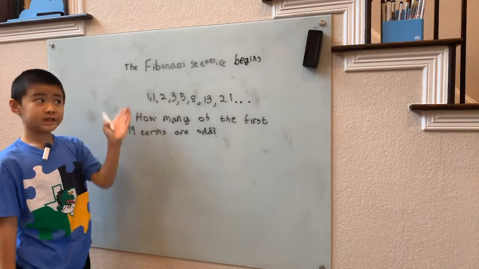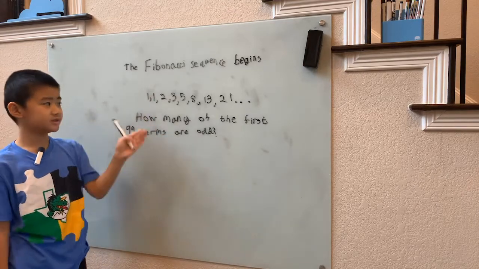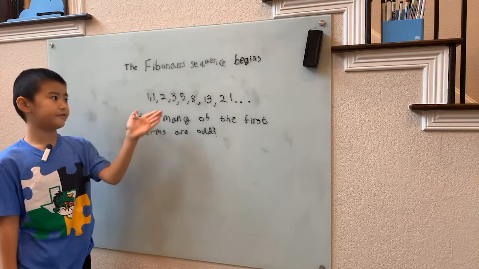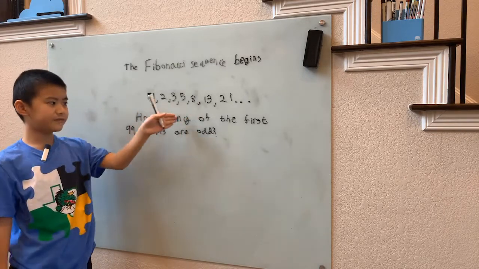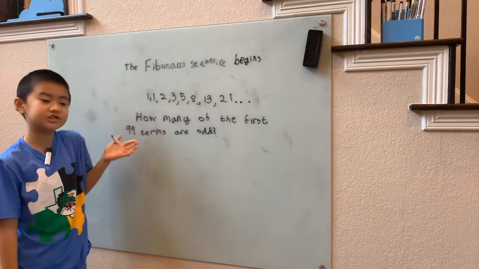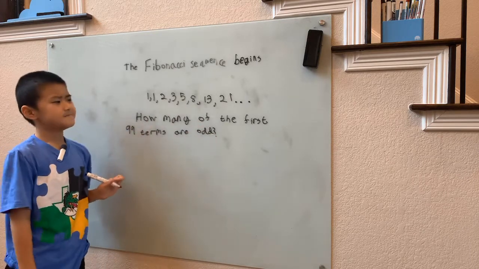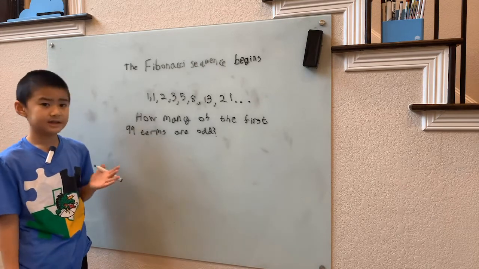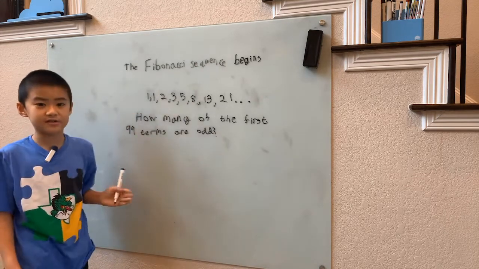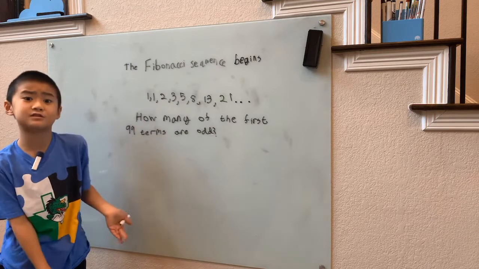The Fibonacci sequence begins 1, 1, 2, 3, 5, 8, 13, 21, and so on. And we have to figure out how many of the first 99 terms of the Fibonacci sequence are odd. Now, first we have to figure out what the Fibonacci sequence means, since the problem is about the Fibonacci sequence, and if we don't know about it, we can't solve the problem.